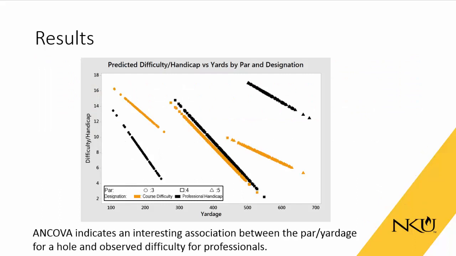This plot shows hole yardage versus difficulty and handicap, grouped by par and player designation. For both groups, difficulty and handicap increase as yardage increases. Interestingly, for professionals, difficulty ranking decreases as par increases, while the opposite is true for amateurs.